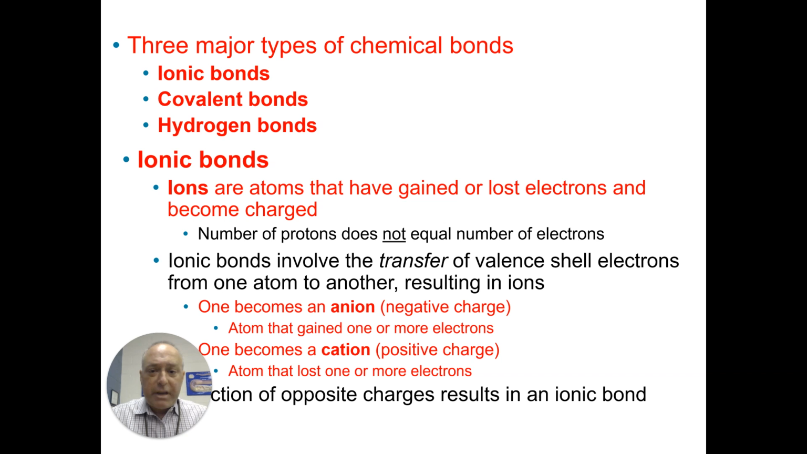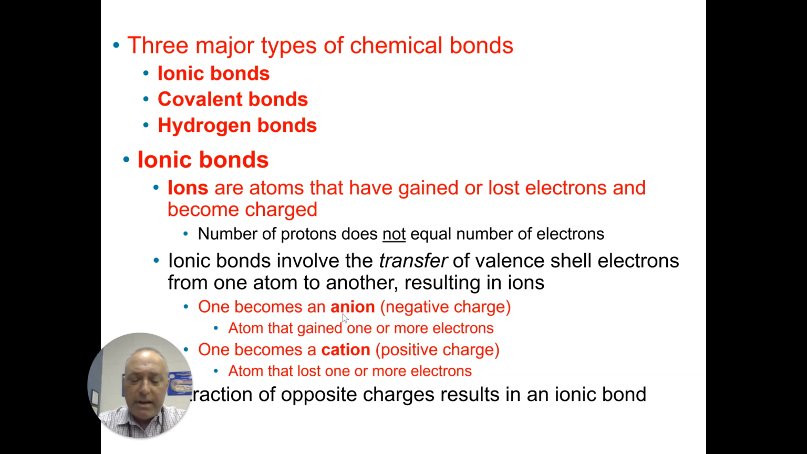So there are three types of chemical bonds. There's ionic, covalent, and hydrogen. So ionic bonds are when atoms gain or lose electrons and they become charged. When you gain an electron, you become an anion. When you lose an electron, you become a cation. Anions are negatively charged, cations are positively charged.